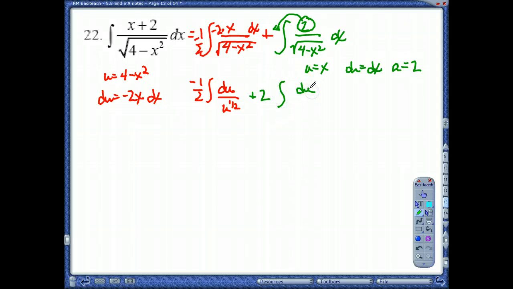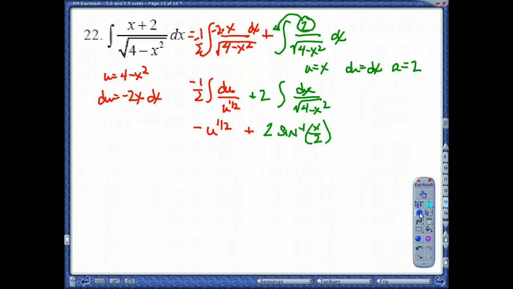So now I have everything I need for my trig function. So we're getting ready to integrate. So when I integrate, negative 1/2 times du over u to the 1/2 power. Remember, this is u to the negative 1/2, so when I add 1 to the exponent, I get 1/2. I divide by 1/2, I get negative 1 u to the 1/2 power, plus this in green is going to be 2 inverse sine or arc sine, whichever one makes you happiest, u over a, so x over 2.